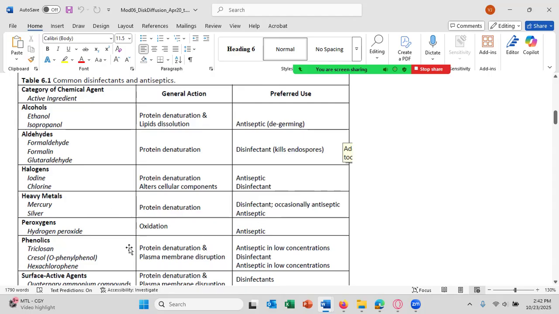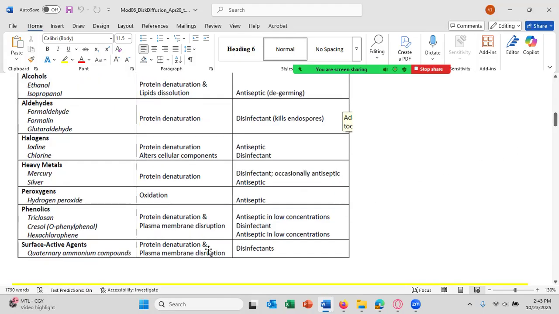Phenolics, phenol compounds, these are actually the first disinfectants that Joseph Lister used, and they're antiseptics in low concentration and in higher concentration, they're disinfectants. And then surface active agents like quaternary ammonium compounds, a disinfectant sometimes used in hospitals. I don't think quaternary ammonium compounds are ever used in a house, but they're used in medical facilities and maybe industrial facilities.